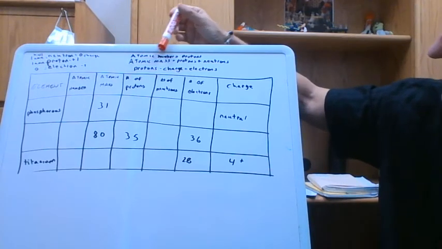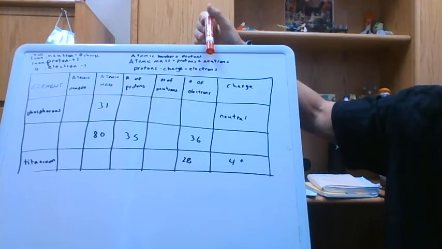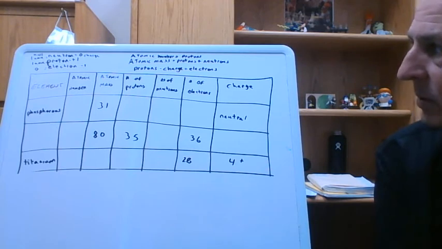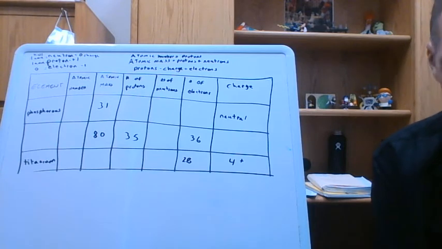So the atomic number is the number of protons. The atomic mass is the protons plus the neutrons. So all the mass of the atom basically is made up of the protons and neutrons. And if you take the protons and subtract the charge, you'll get the number of electrons.